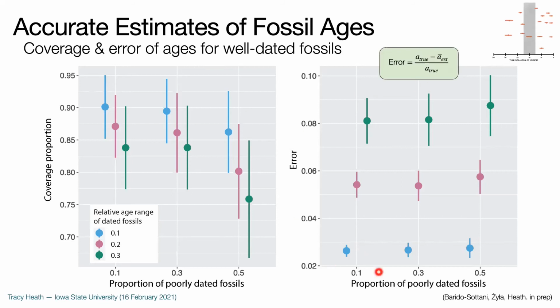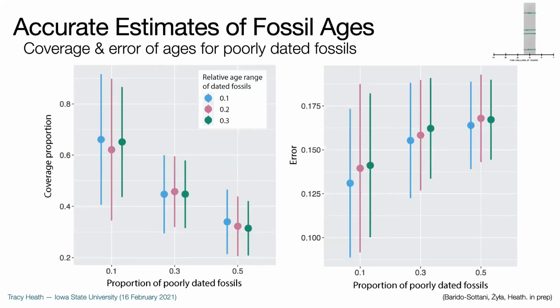Though it's also reassuring to see that even when we have very imprecise age ranges associated with the well-dated fossils and 50% of our fossils being poorly dated, we still, for the well-dated fossils, get a very low amount of error in our mean age estimates.